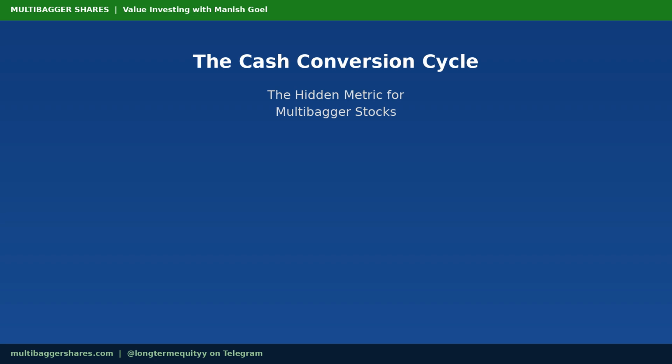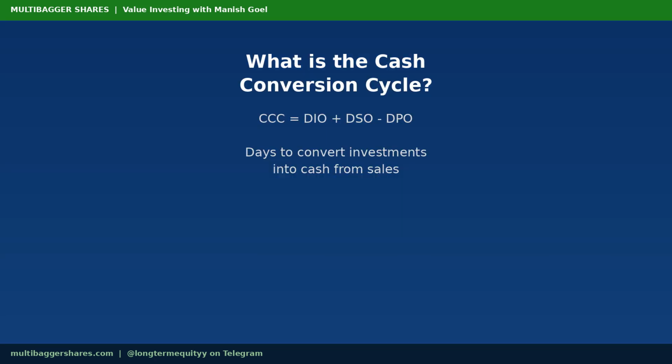A company can show impressive profits on paper but still be cash-starved. How? Because its money is trapped. Trapped in unsold inventory sitting in warehouses. Trapped in accounts receivable because customers haven't paid yet. Or consumed by inefficient operations. The cash conversion cycle reveals exactly this.